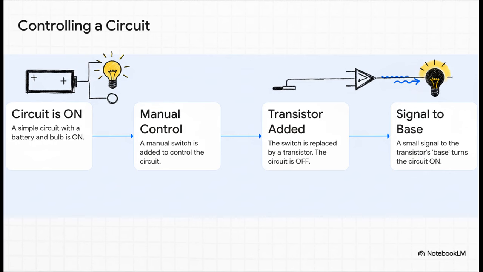But the trick, the real genius, is when we apply a tiny electrical signal to that middle pin, the base. That little nudge acts like flipping the switch. The transistor opens the floodgates, the main current flows, and boom, the light turns on. We're now controlling a big current with a tiny one.